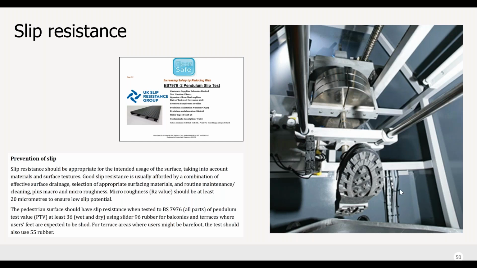So we've got a maximum 3mm step in the decking, and a maximum 8mm slot or 10mm diameter hole, again in the decking.